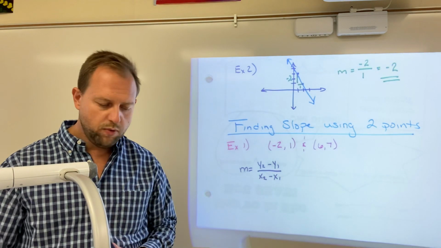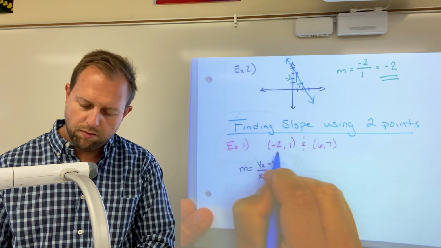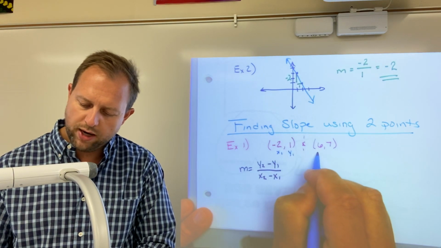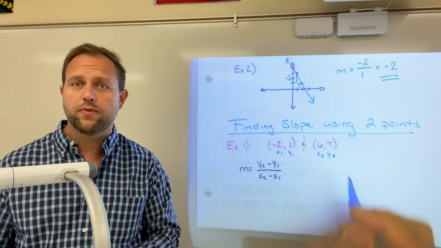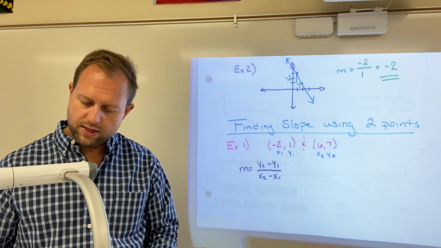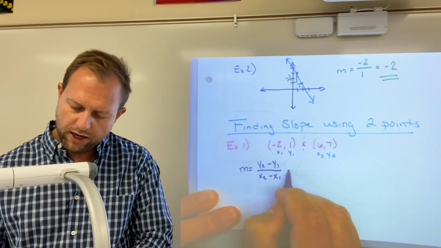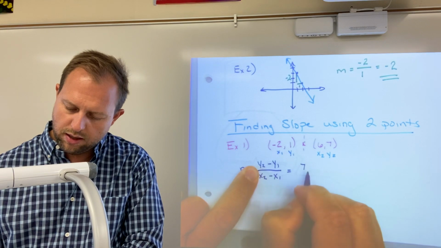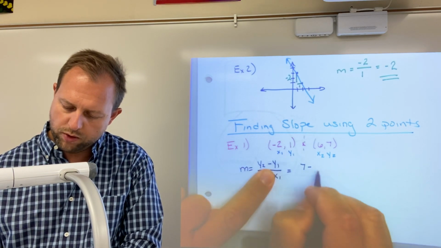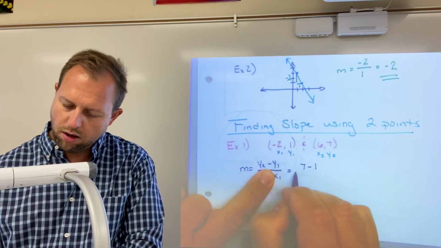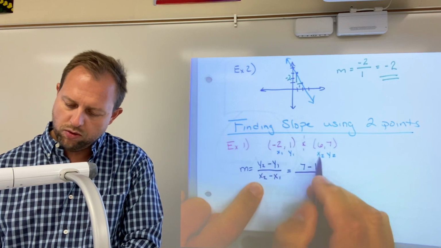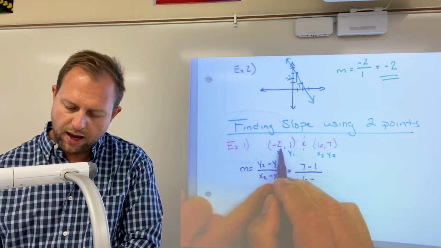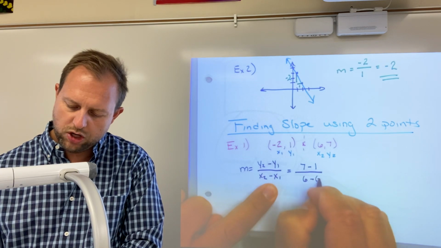So to do this, we need to go through and label our points. I always start with the first one, make it x1, y1, and the second point, x2, y2. Then when I go to substitute in to my equation, I just look for the corresponding piece. y2 is 7, minus y1, which was 1, over x2, which is 6, minus x1, which is a negative 2.